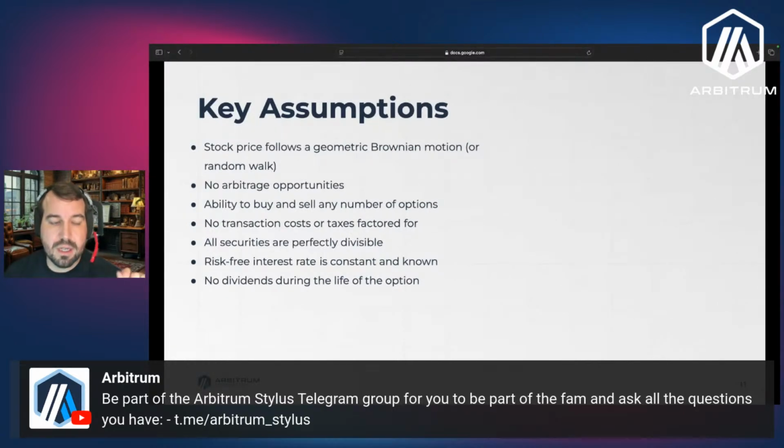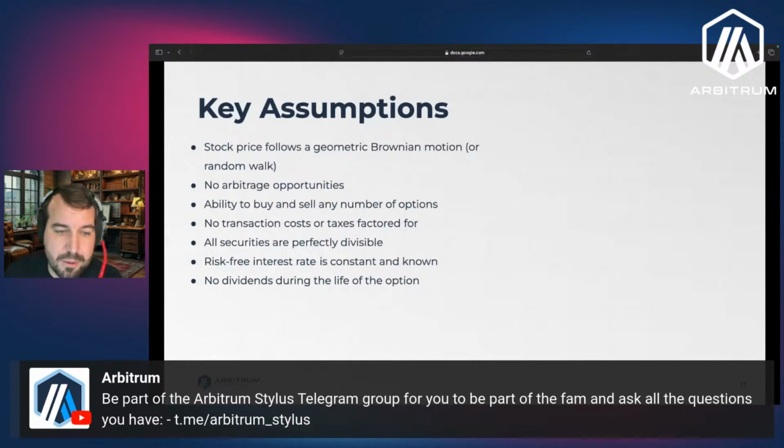We're also going to make the assumption that all these securities are perfectly divisible. In crypto, a lot of times things are perfectly divisible, but in securities, a lot of times you can't really buy fractions of a share. But to simplify things, we're going to assume that they are.